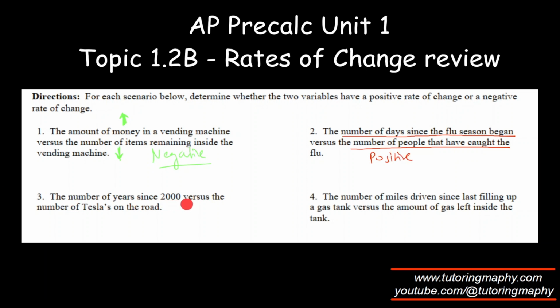The number of years since 2000 versus the number of Teslas on the road is also positive, because as the number of years pass, the number of Teslas on the road increases. So the rate of change is positive. And the number of miles driven since last filling up a gas tank versus the amount of gas left inside the tank: this is negative, because the more miles are driven, the less gas is left in the tank, right? So the rate of change has to be negative in this case.